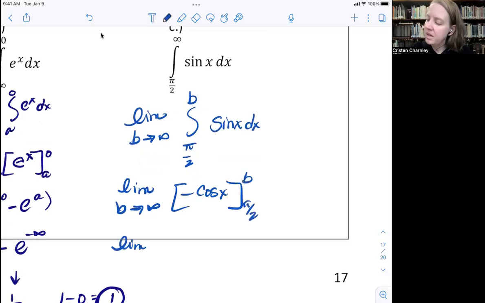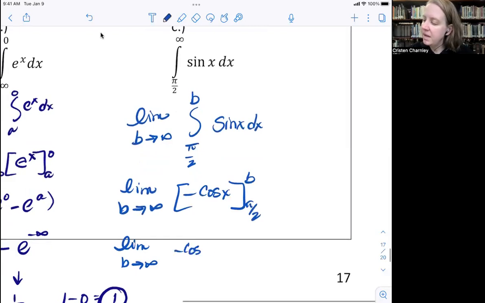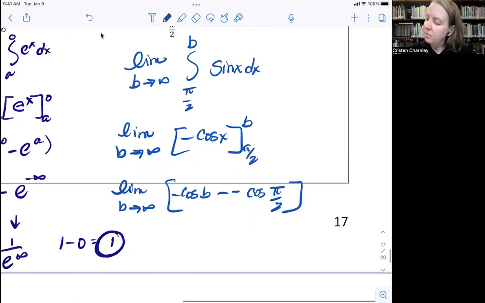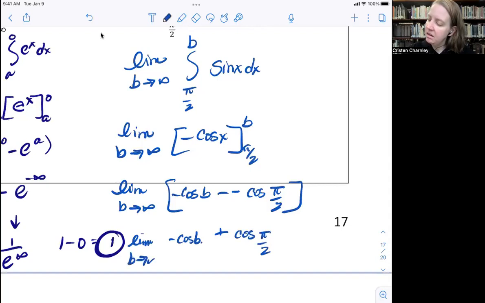This is the limit as b approaches infinity. Negative cosine of b minus negative cosine of pi over 2. Okay, so plus cosine of pi over 2, negative cosine of b. And this is still the limit as b approaches infinity. Cosine of pi over 2, I know that's at the top of the unit circle. Cosine is equal to 1. Negative cosine of b, so negative cosine of infinity.